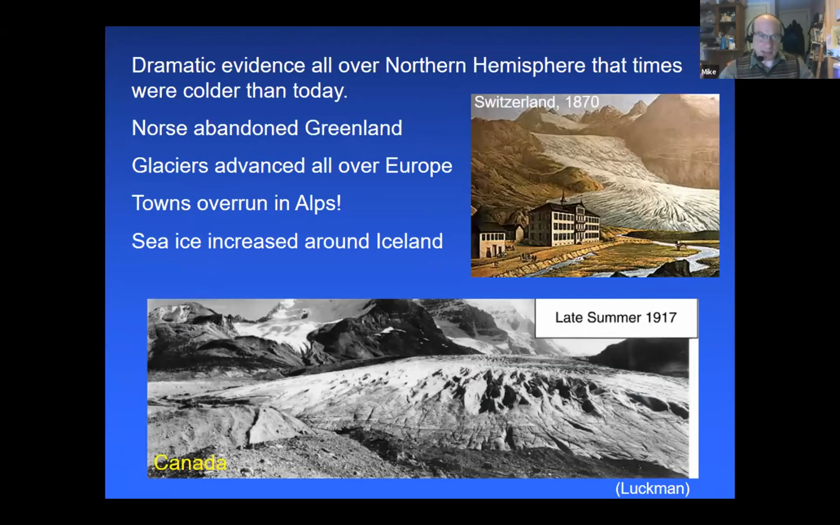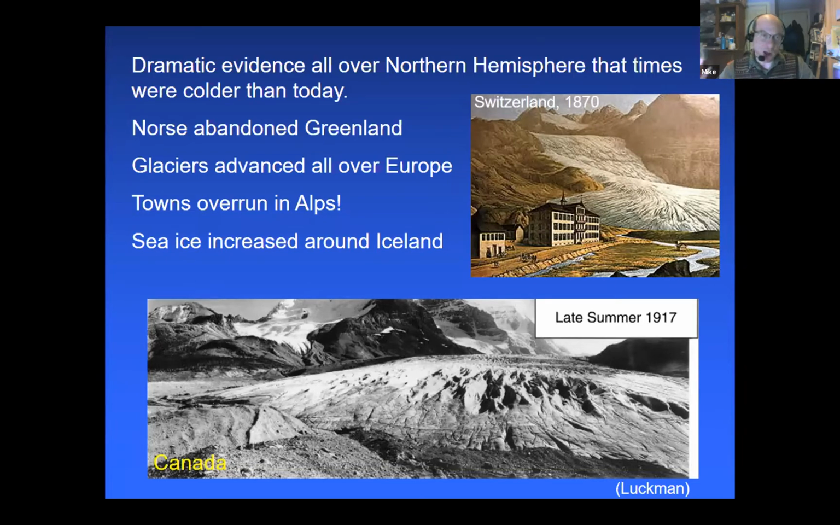So there's dramatic evidence all over North America and Europe that it was colder. There are paintings showing that glaciers advanced all over Europe. Towns and buildings that had been built during the Middle Ages or even earlier were overrun in places.